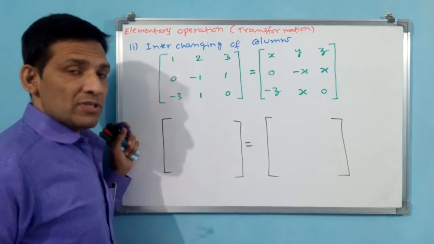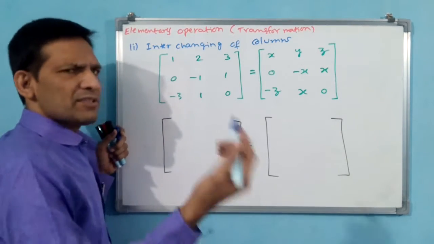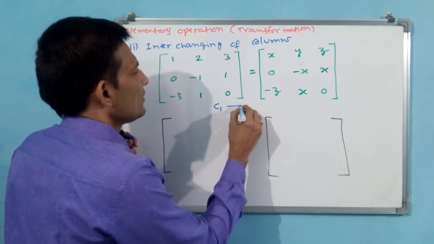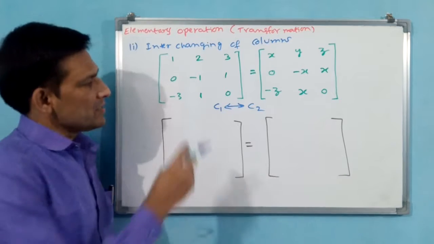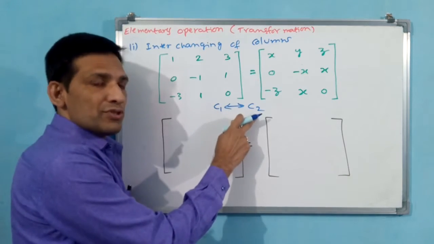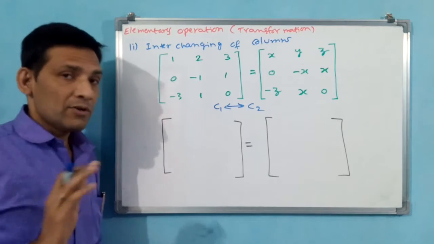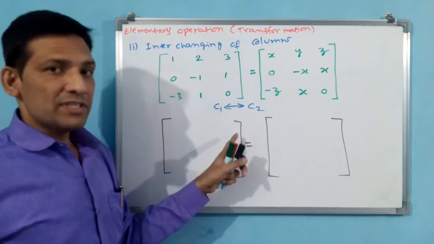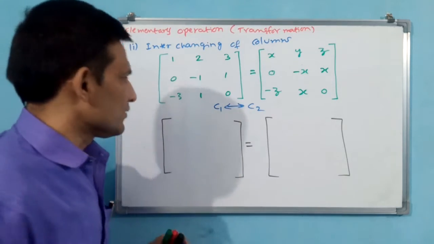Earlier we have seen R2 to R3. Now I am seeing C1, C3, or C1, C2 I will see. C1 to C2, again bidirectional. That means C1 is changing into C2, C2 is changing into C1, interchange. That you have to keep in mind. But is there any change in C3? No. C3 they have not written, means C3 is intact. C3 you have to write like that only.